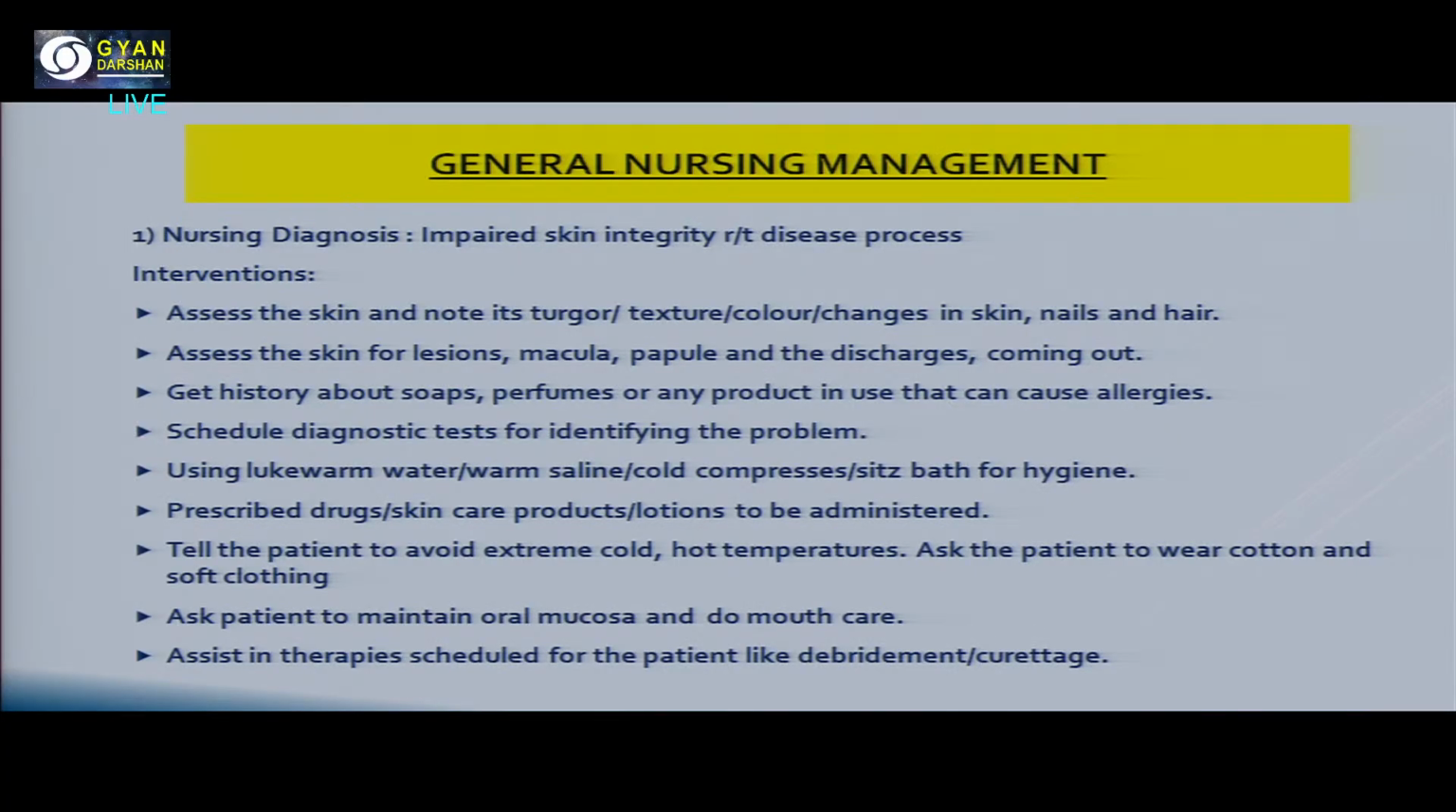First and foremost, the nursing diagnosis is loss of skin integrity because of infection or the disease process. We need to assess the skin and note its turgor, texture, color, and its changes. We need to assess the skin for lesions, macules, papules, and discharges. We need to get the history: what is the usage of soap and perfumes, how often they are used, and what their ingredients are, so that they might not be affecting the skin. We also need the history about the genetics of this person or any other disease he was affected from. We can also schedule diagnostic tests for these patients.